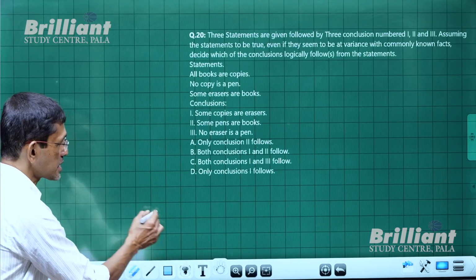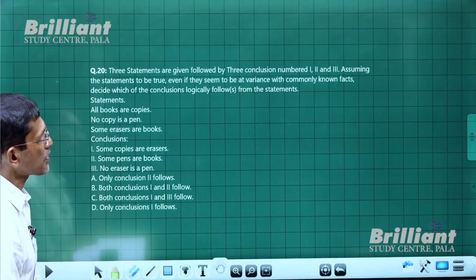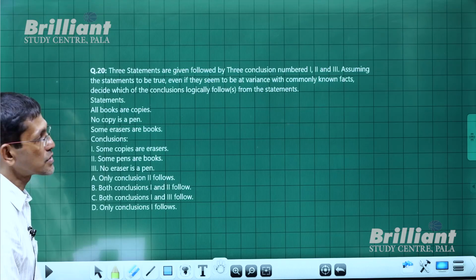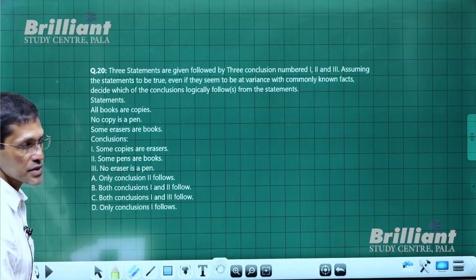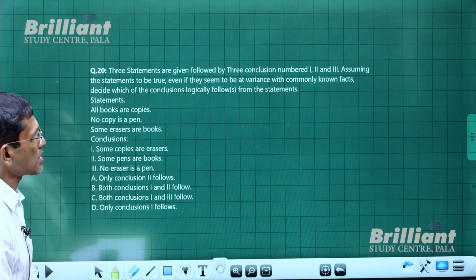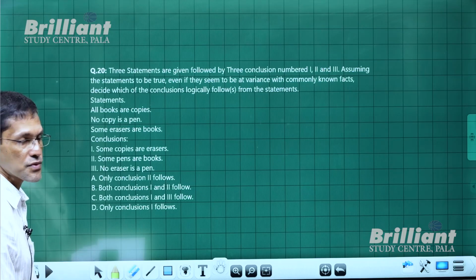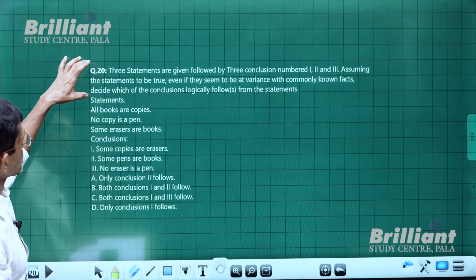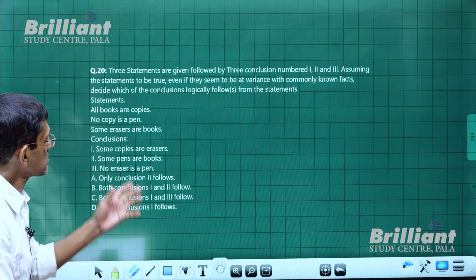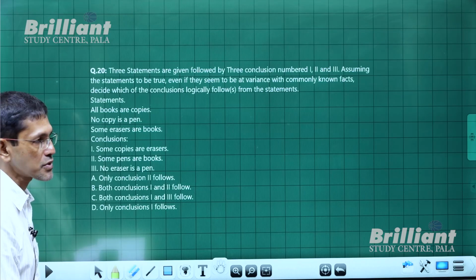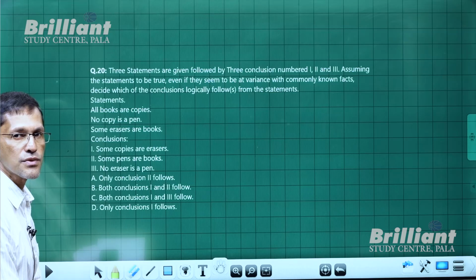Right, question number 20. Three statements are given followed by three conclusions numbered 1, 2 and 3. Assuming the statements to be true, even if they seem to be at variance from the commonly known facts, decide which of the conclusions logically follows from the statements. This is one of the common directions given for deductions or syllogism questions. So if it is a deduction or syllogism question, what are we supposed to do?